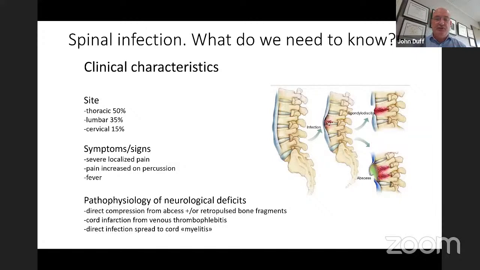Now, this can cause neurologic deficits, and there are a couple of mechanisms for how this may happen. Direct compression, either from an abscess mass in the spinal canal or from retropulsed bone fragments from bone destruction, or a combination of these. You can also have cord infarction from venous thrombophlebitis and venous infarction. And then you can have direct spread, rarely, but in advanced cases, that goes through the meninges and you get a myelitis, so a direct infection of the spinal cord itself. So all of these mechanisms can occur.